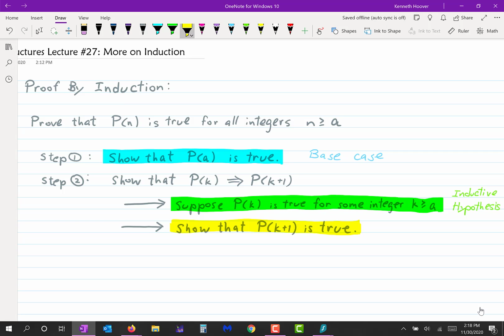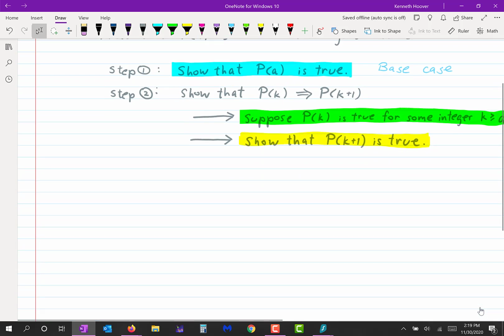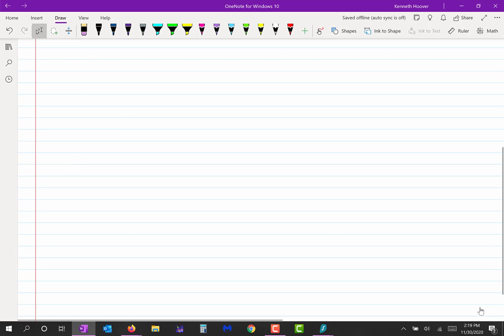Or I shouldn't say those three steps because I labeled them as step 1, step 2. So I should say those three parts, okay? Blue, green, yellow, those three parts. And the way I've labeled it, green and yellow together make up step 2. Okay, and this is all in the previous lecture. Do you remember that? Nothing's new here. I'm just reminding you. Okay, so let's practice.